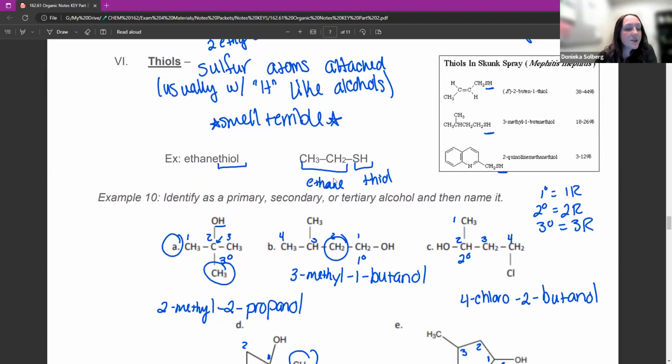Okay, so for examples, I'm going to have you identify primary, secondary, tertiary alcohols and then name them. If I were you, I would try this first and then check your answers. Okay, so I'm going to go through each of these, A, B, and C.